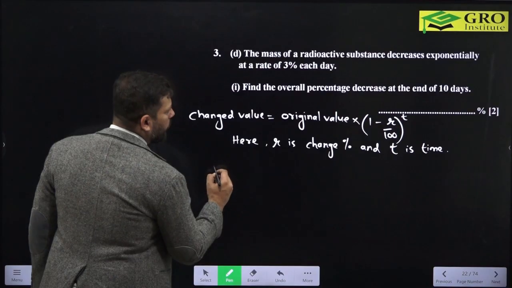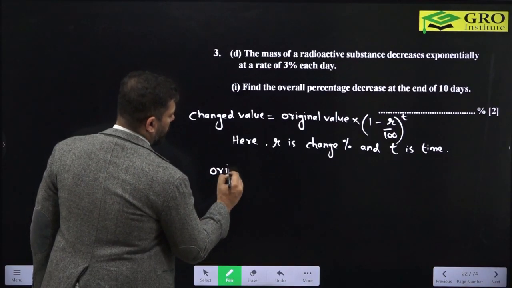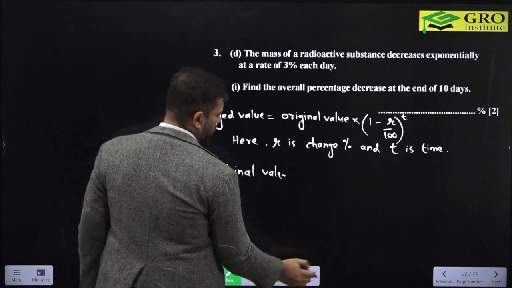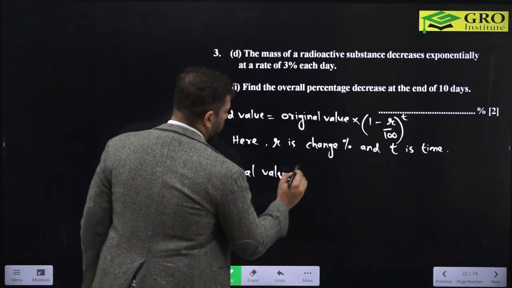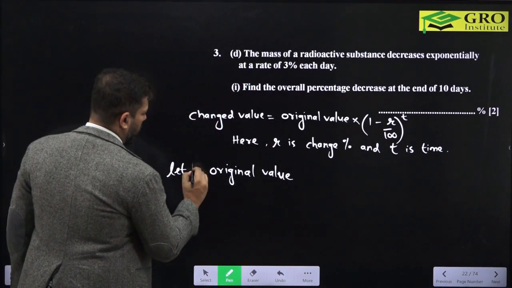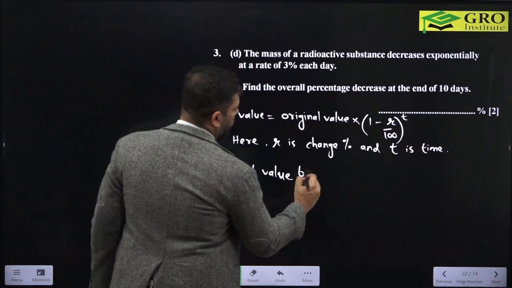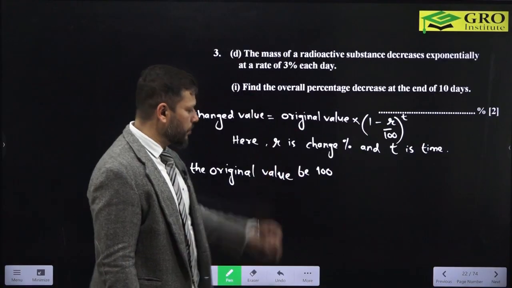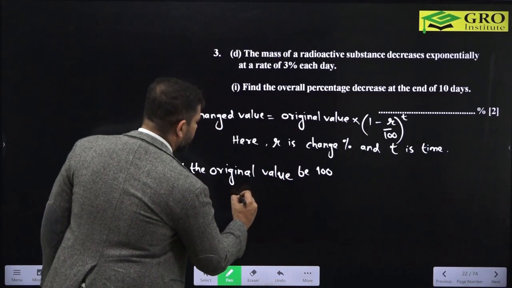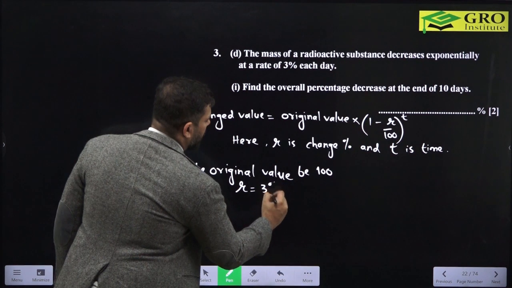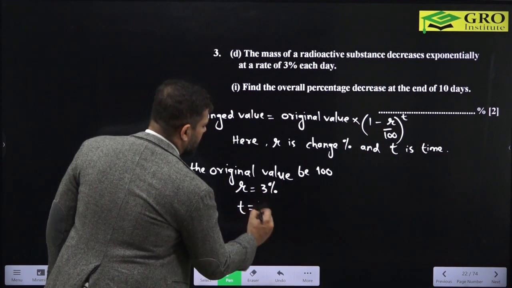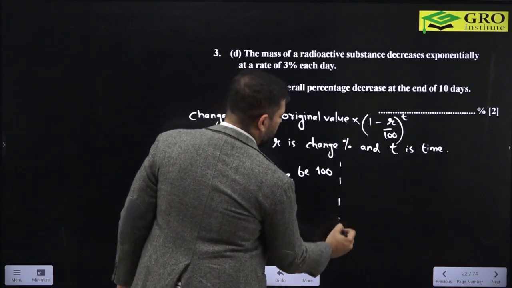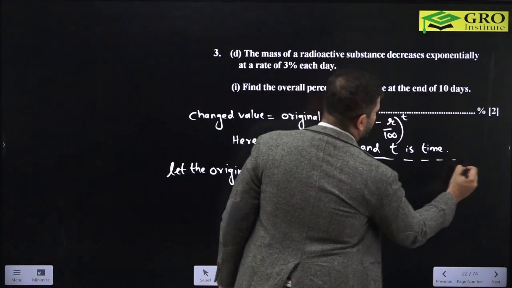What is the original value here? We are not being given the original value. So let the original value be 100. Let us take the original value to be 100, or the original mass to be 100. And what is R? R is given as 3%. And what is T? T is given as 10 days. Let us quickly put it in the value to get the answer.